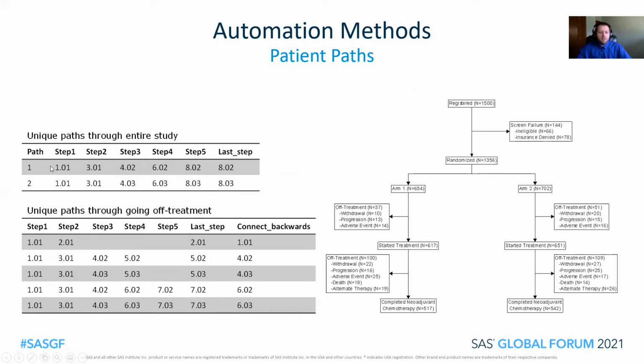The patient paths then are outlined into a data set with each unique full path available. So we have 8 rows in this consort, and we can see the first 2 steps are the same for both, which makes sense. And then they branch off into having the numbers 2 and 3 on the end, which represent going down the 2 different paths. I do the same thing with the patients that go off treatment as well.